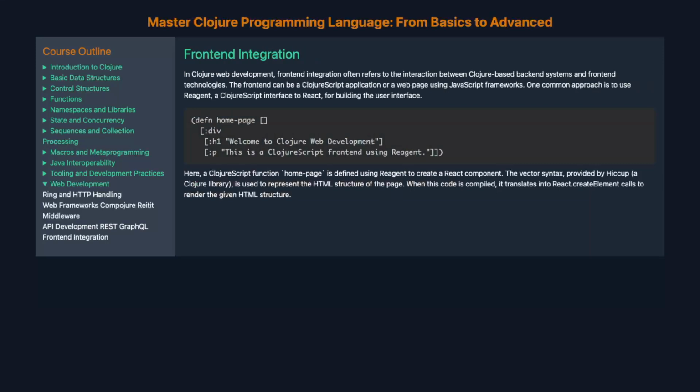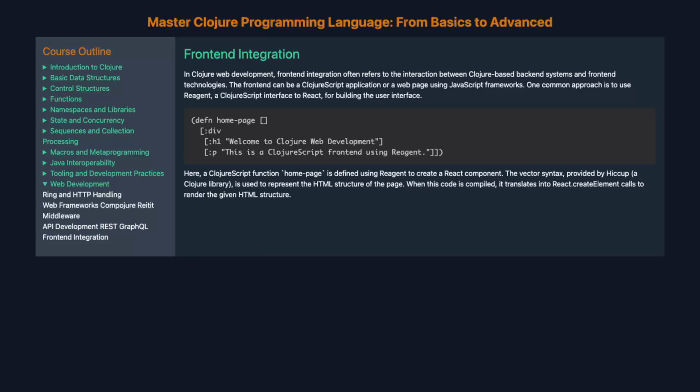Front-end integration. In Clojure web development, front-end integration often refers to the interaction between Clojure-based back-end systems and front-end technologies. The front-end can be a ClojureScript application or a web page using JavaScript frameworks. One common approach is to use Reagent, a ClojureScript interface to React, for building the user interface.